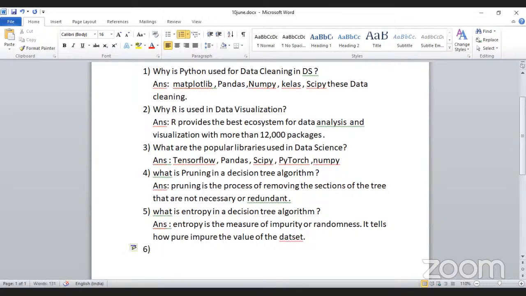My sixth question is, what is k-fold cross validation?